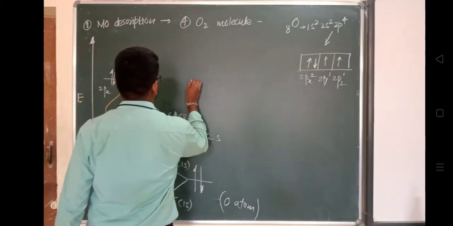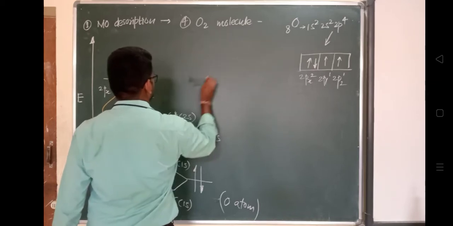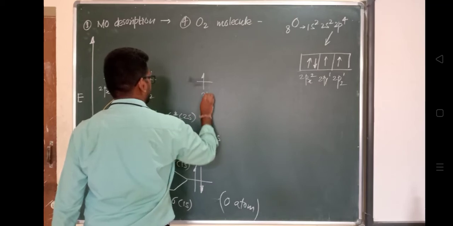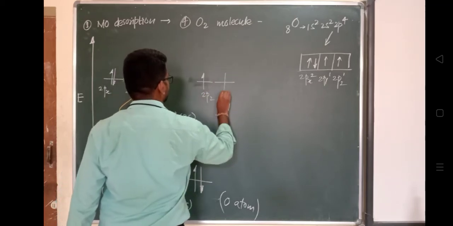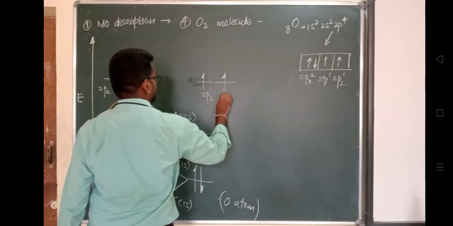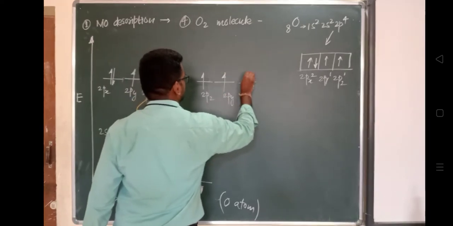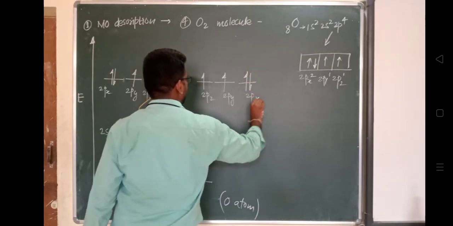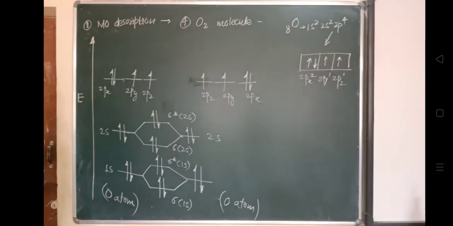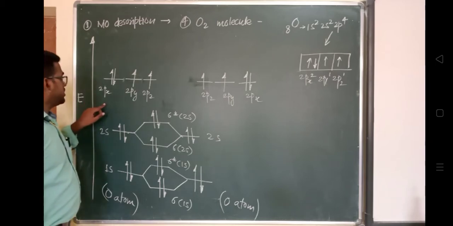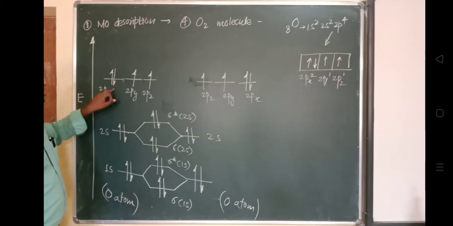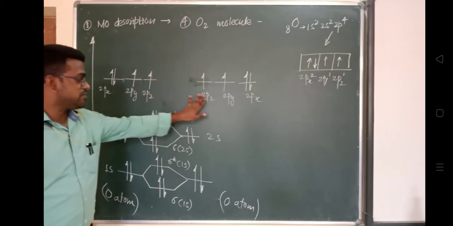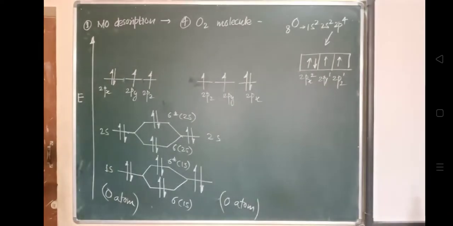This is, suppose, 2pz. In reverse order we will show it: this is 2py and this one is the 2px orbital. Have a look at this once again with the 2p orbital. In the x orbital there are two electrons, in the y orbital there is one, and in the z orbital there is one electron. The same is there for this other oxygen atom.